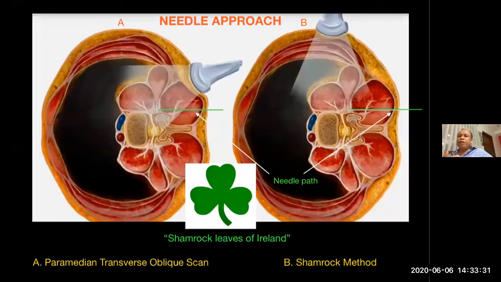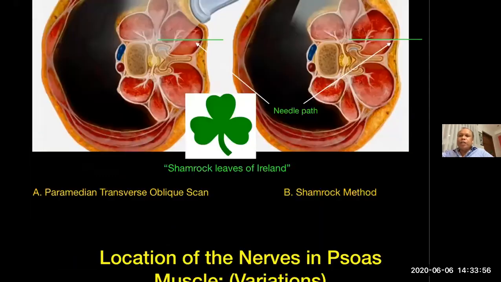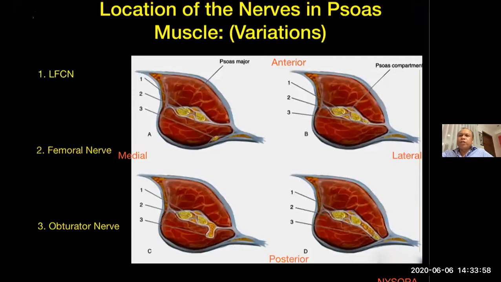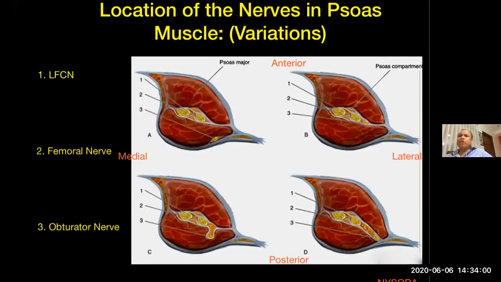The Shamrock method was designed in order to see the needle quite conspicuously, and by moving it more laterally, you can see a pattern that looks like the Shamrock leaves of Ireland. And that is the reason why they call this the Shamrock method, because you can see those three muscles, the pattern of the muscles are right there. And at the same time, you can see the location of the nerves that is embedded in the psoas muscle.